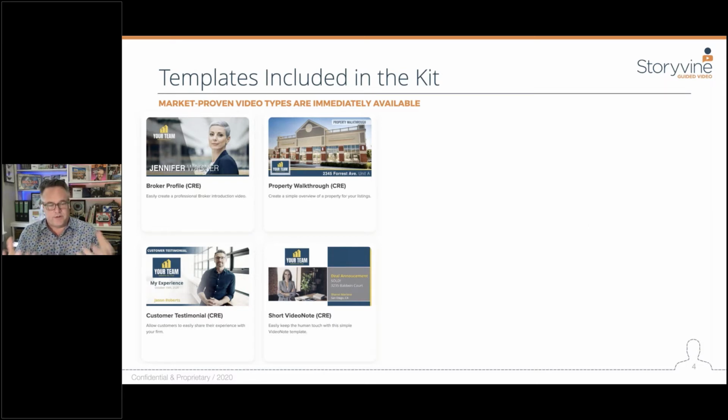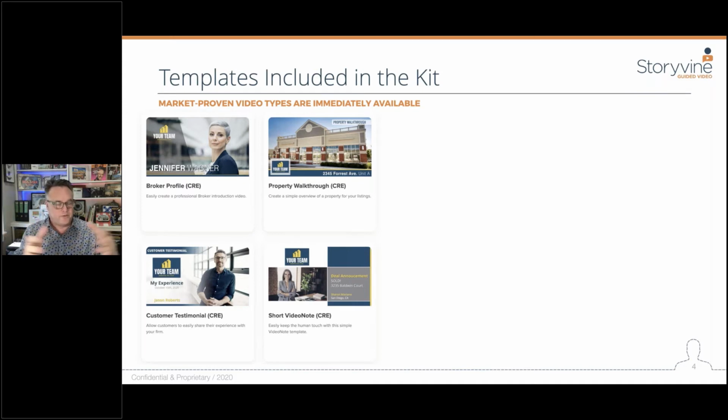So as Jeff mentioned, included in the kit, when you buy a Storyvine subscription, it includes 4 templates that are pre-built. One of those templates is a broker profile template, which allows your brokers to create an introduction video. There are actually 3 different property walkthrough templates: a 2-space, a 3-space, and a 4-space. If you've got a simple space like a warehouse, you might use the 2-space property walkthrough. If you've got something more complicated like a condo, you can use the 4-space version.